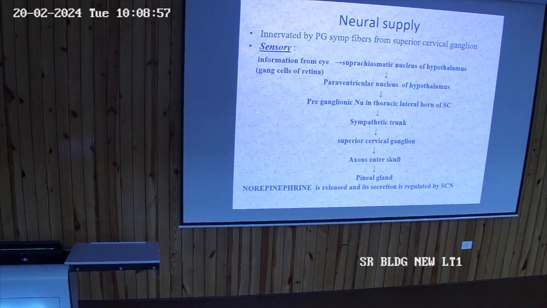Okay? ठीक है? पर सबसे पहला आप इस फ्लो चार्ट में देखिए, innervated by postganglionic sympathetic fibers from superior cervical ganglion. इसके अंदर सबसे इंपॉर्टेंट रोल क्या है? आईज का. Okay, what are the photoreceptors present in our eye?